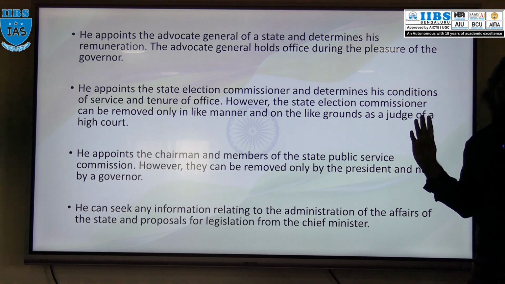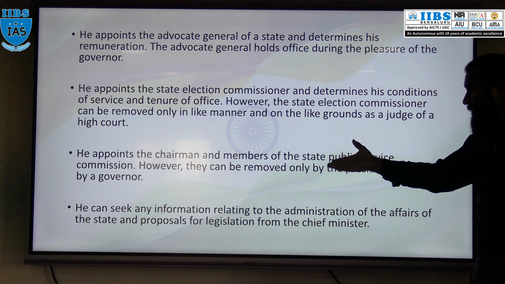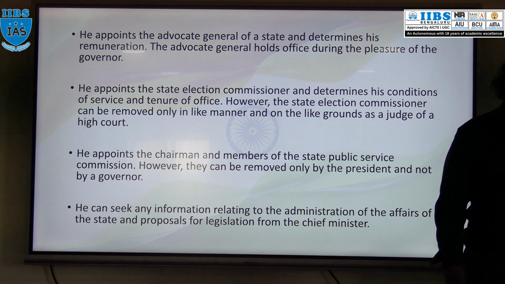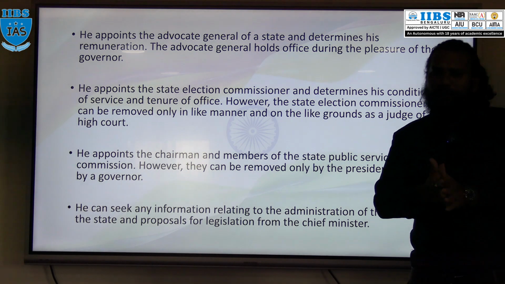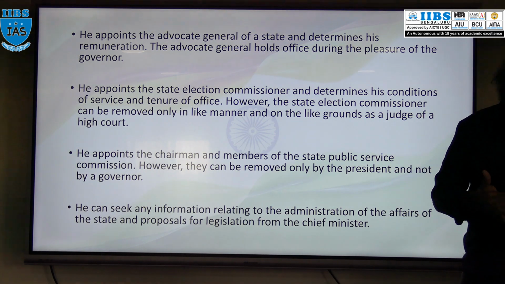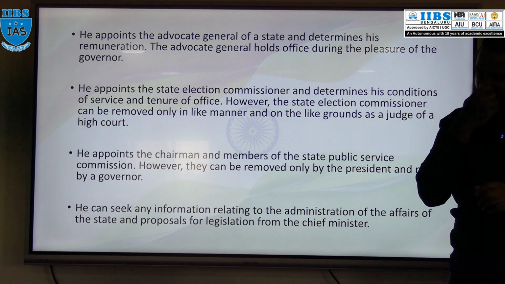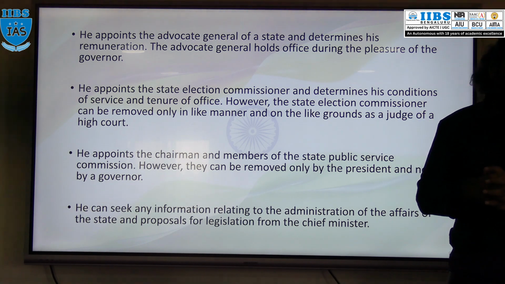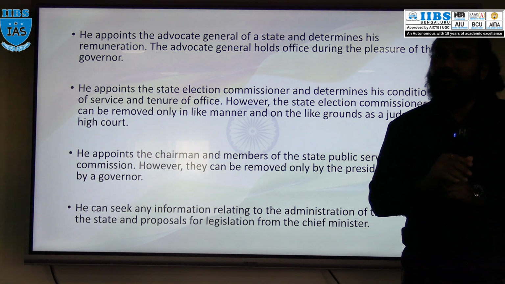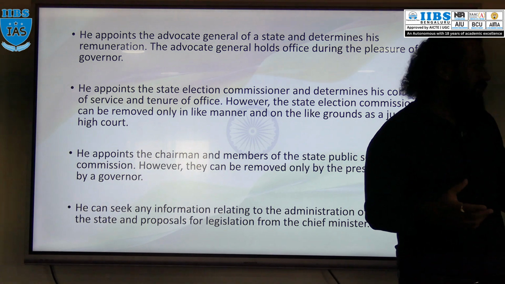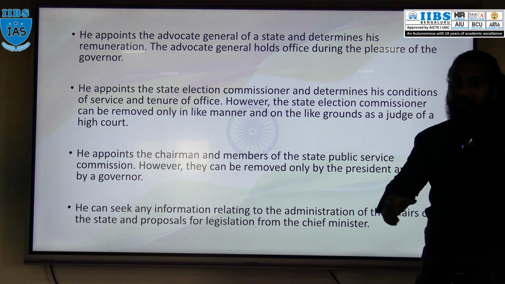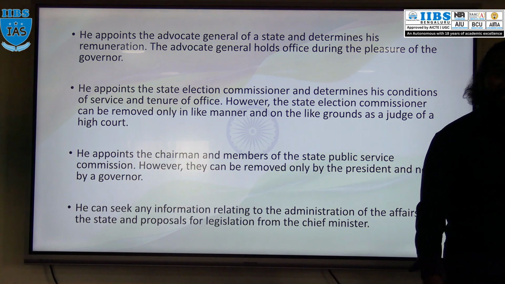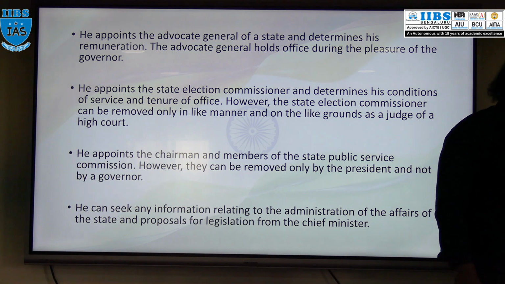You are understanding? Apart from that, the governor can also seek information from the chief minister about the administration of the state or proposals for any legislation. How the state is going, any scheme, any policy which the chief minister is going to introduce, any legislation which is going to be proposed by the chief minister along with the council of ministers. That information can be sought by the governor, from the chief minister. In the president also we discussed this, right?